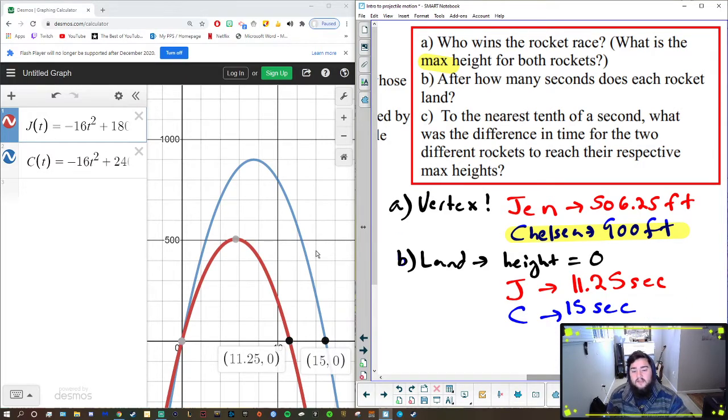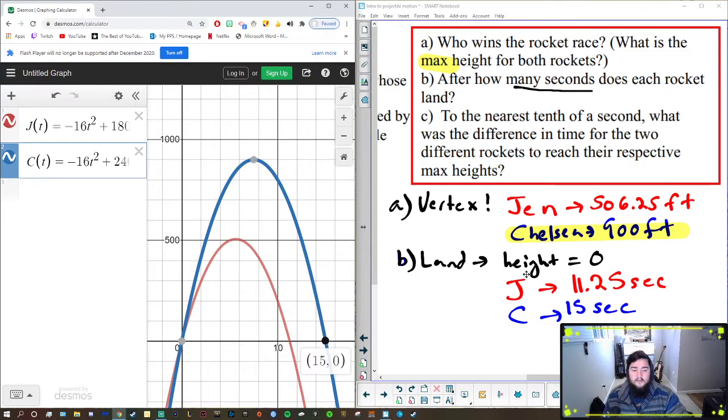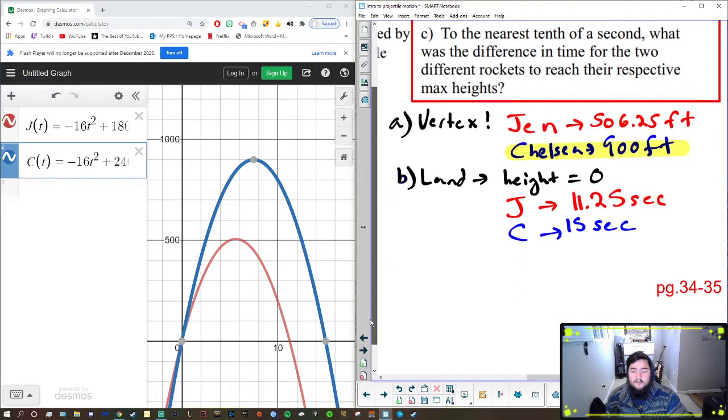Okay, and we know to pick this point because the question asks how many seconds until each rocket lands. So we know that we're looking at x values because we're talking about seconds. And in order for it to land, it has to have a height of 0. Okay, we have one more question to answer.